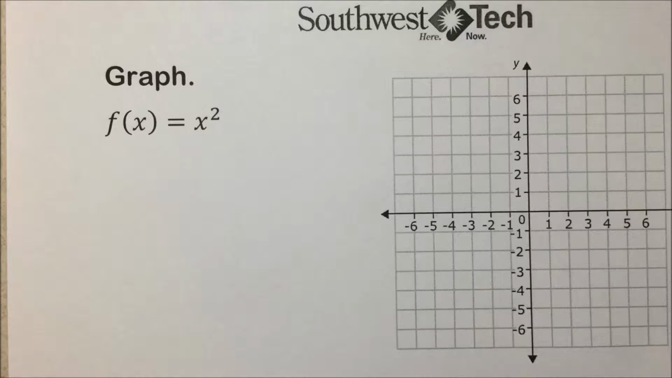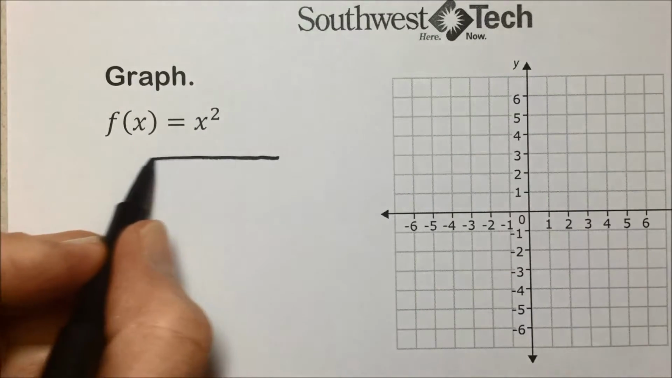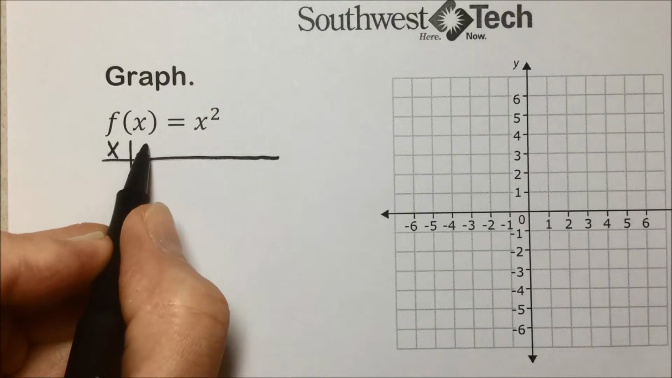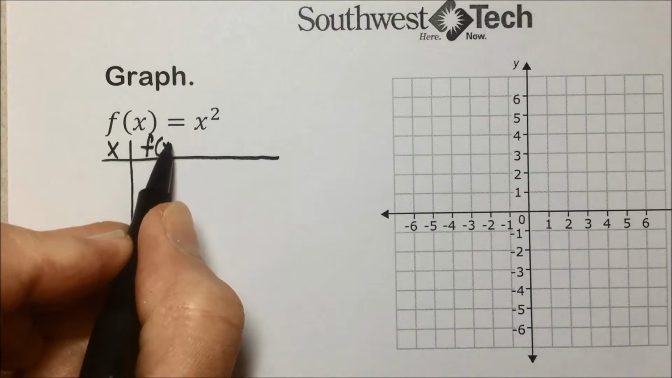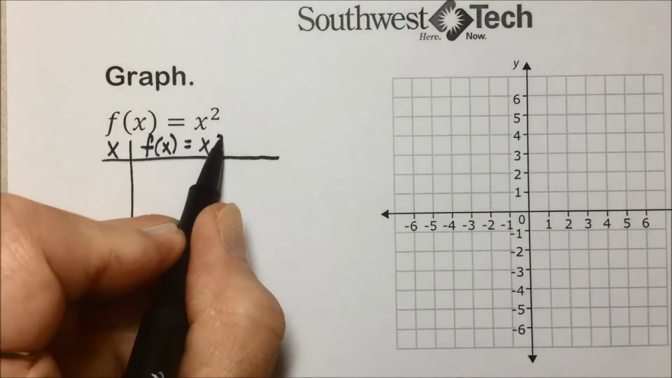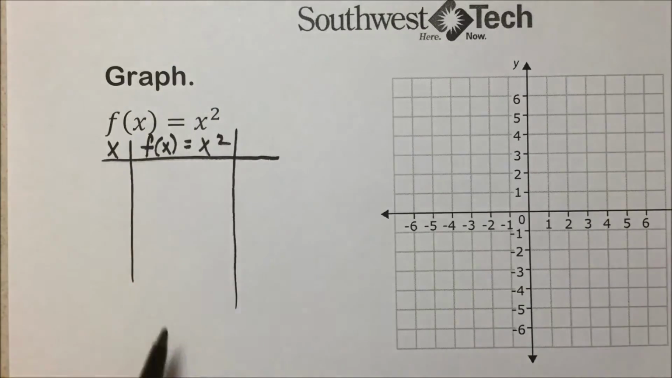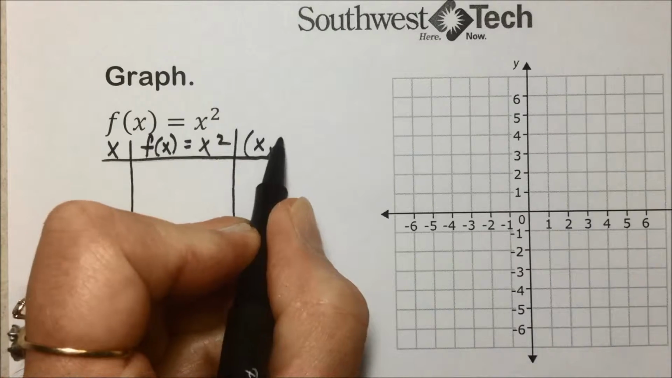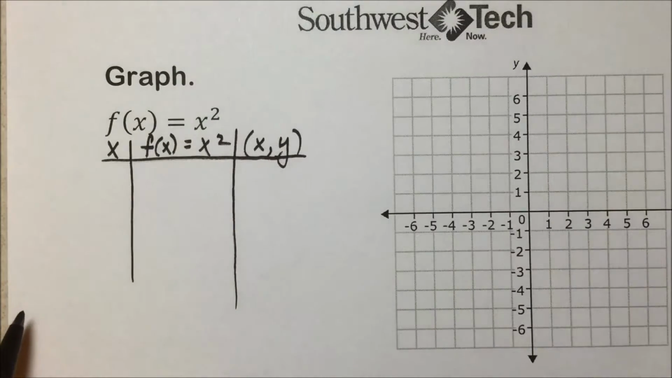We're going to start with the most basic form of a quadratic function: f of x equals x squared. We're going to choose some values of x, compute f of x, and then plot the ordered pairs. So I'll set up a table, choose some x values, plug them into f of x equals x squared, and note the ordered pair, recognizing f of x can be thought of as our y value.